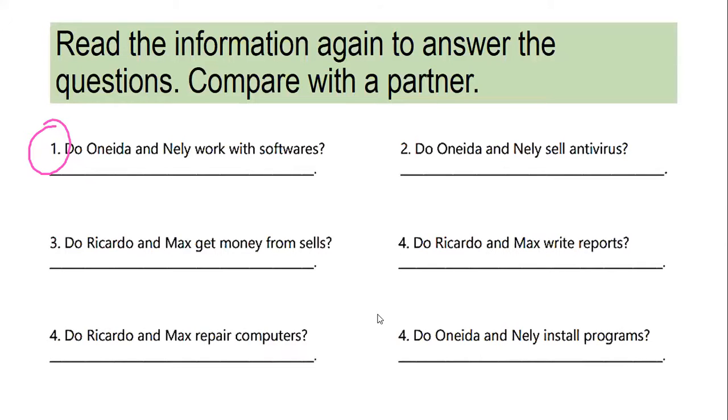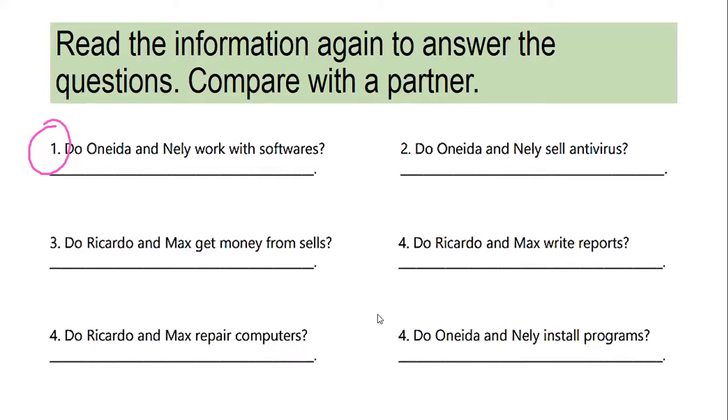Do Oneida and Nelly work with software? Yes, Oneida and Nelly work with software. Okay, very good. They? They create programs. Very, very good. Now, let's see here. One moment.